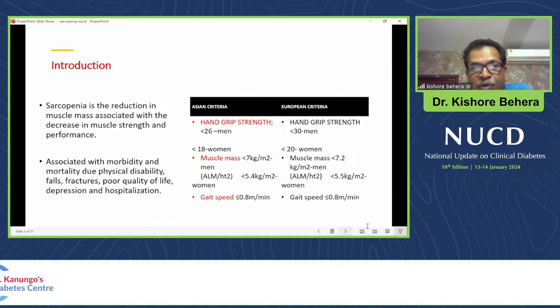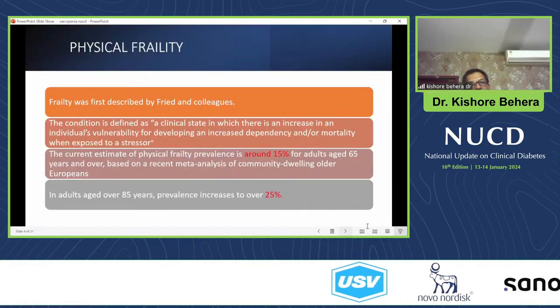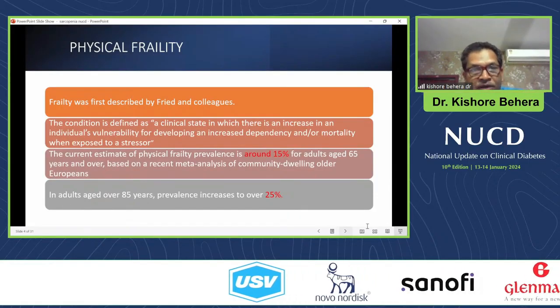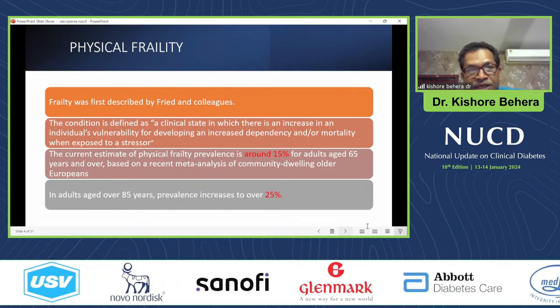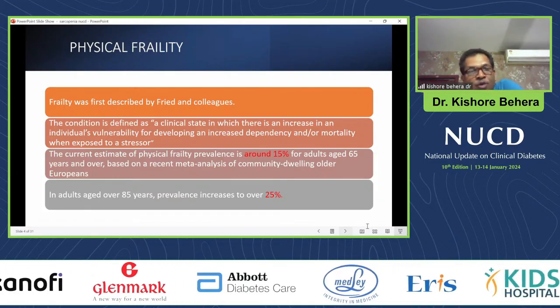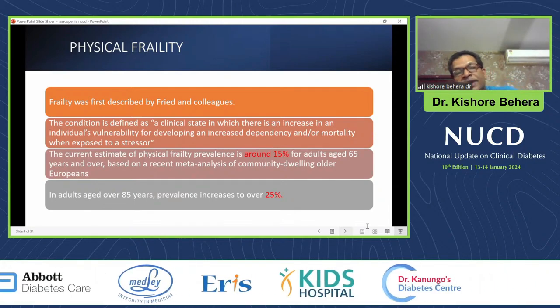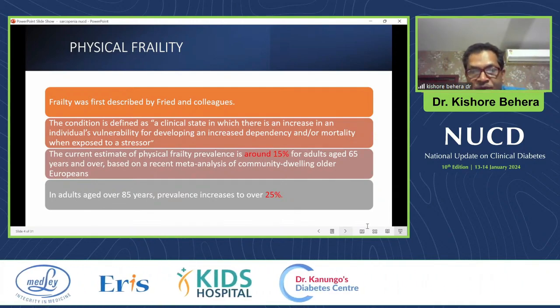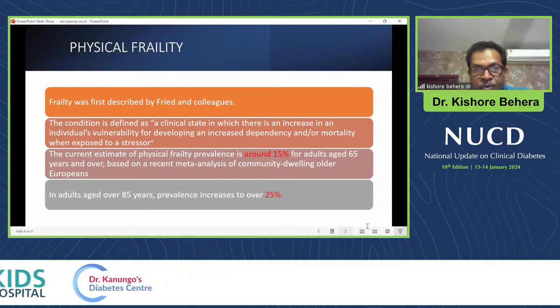But in sarcopenia there is a difference, like probable sarcopenia and severe sarcopenia, which I will be discussing in the subsequent slides. Frailty was first described by Fried and colleagues, and defined as a clinical state in which there is an increase in an individual's vulnerability for developing increased dependency and/or mortality when exposed to some sort of stressor. At age more than 65 it is around 15%. As age progresses, almost one quarter of the older population suffers from frailty.